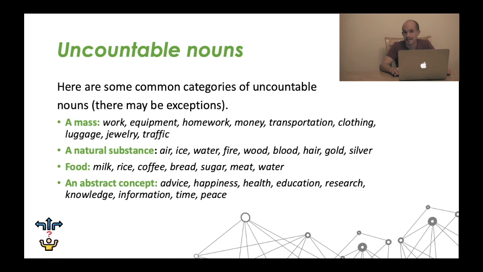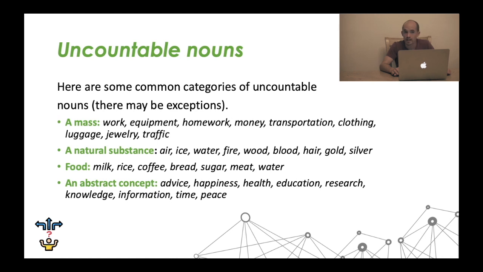Here are some common categories of uncountable nouns. Now, there may be some exceptions. A mass, so work, equipment, homework, money, transportation, etc. A natural substance such as air, ice, water, fire, wood.